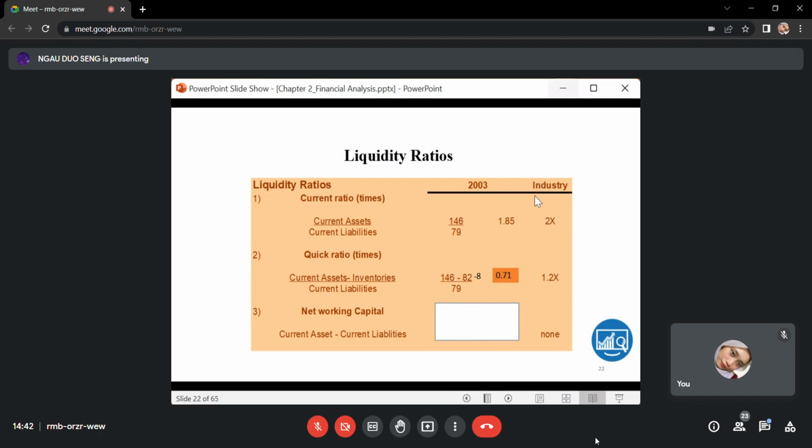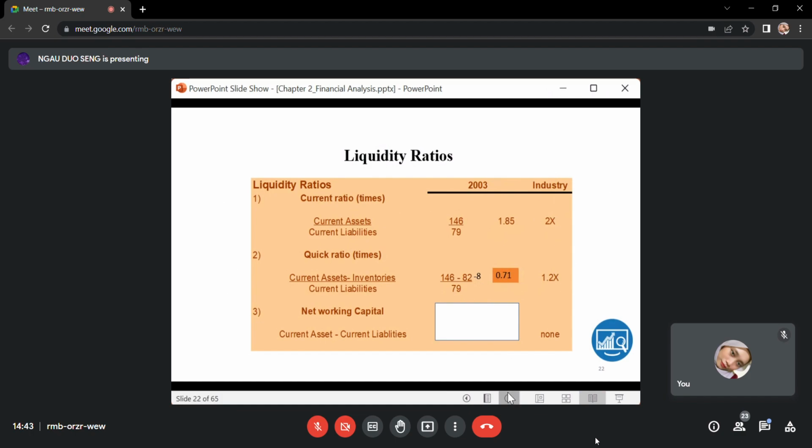Just now we do a comparison with the industry. So industry, kita buat perbandingan. Industry is 2 times for current ratio, versus 1.85. Which one is better, industry or the company? Industry. Yes, industry is better because for current ratio, higher is better. Then we check for quick ratio: 0.71 versus 1.2x. So again, industry is higher. So the company is not as good as the industry.